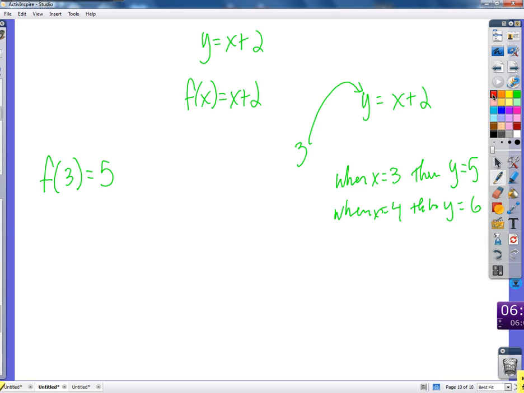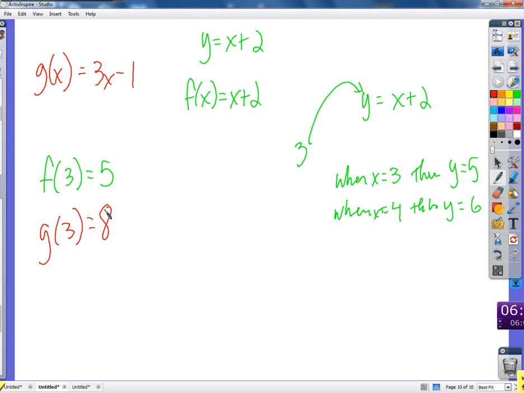Okay, let me write another function, g of x. Okay, x will still represent the input, but now the name of the function is g. Now we don't have a bunch of functions that are y equals, y equals, y equals, and don't have different names. So g of x equals 3x minus 1. So now what's g of 3? It's 8.